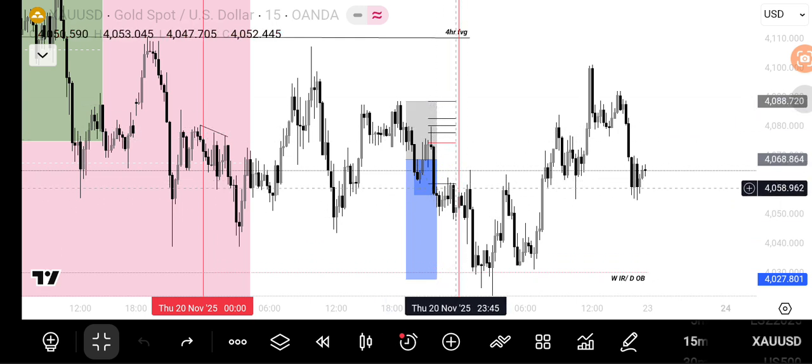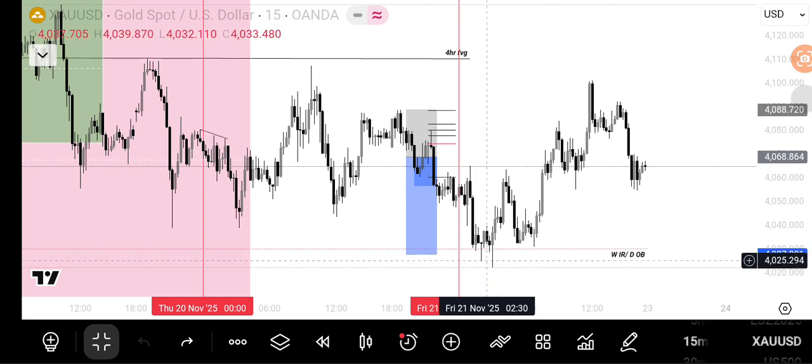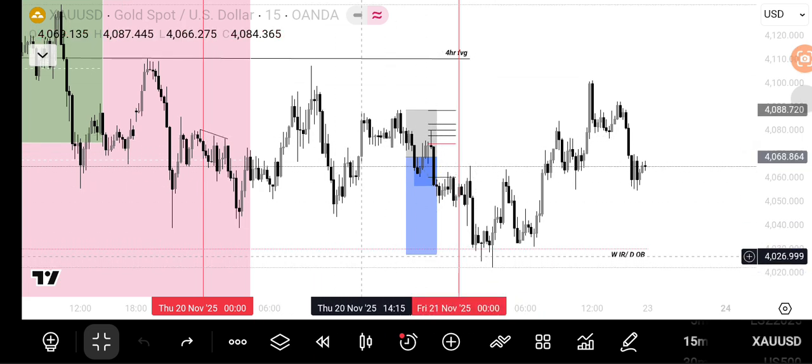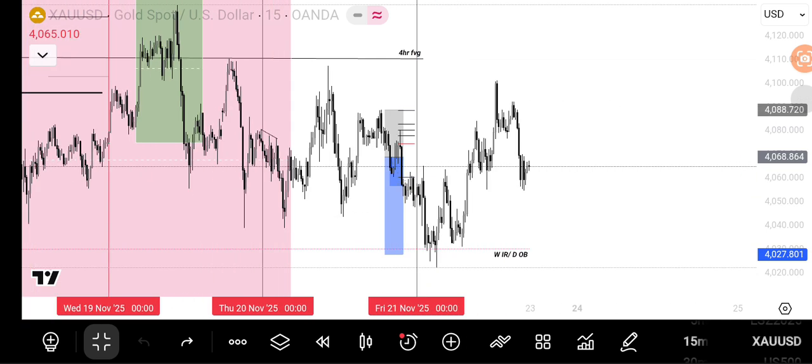Now respecting these fair value gaps, consolidated a little bit over here, and then during the Asia session we swept those liquidities, dropped maybe towards these levels. So that's how I think it could have been easy to close a week maybe with 4R, but in return I had minus 2R for gold.